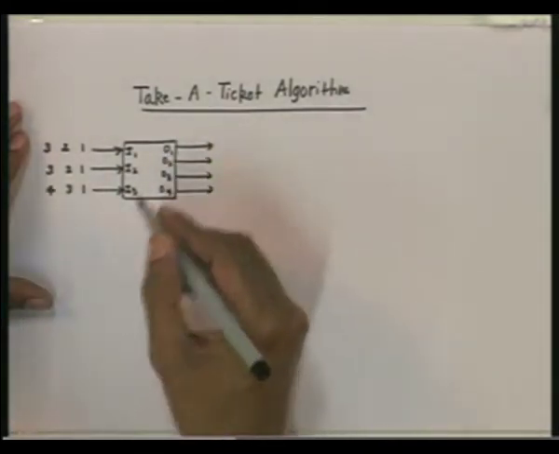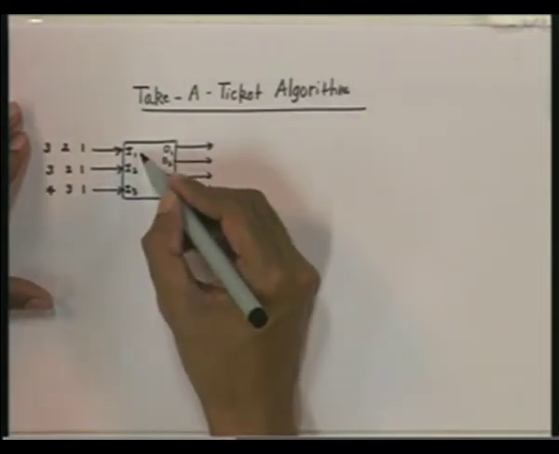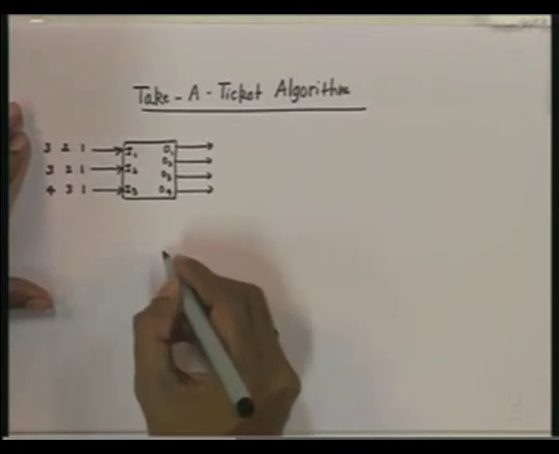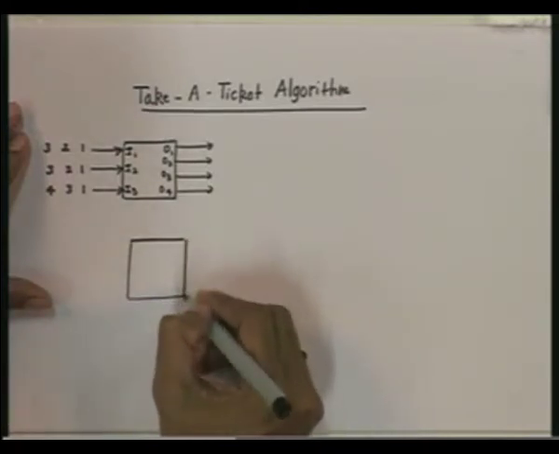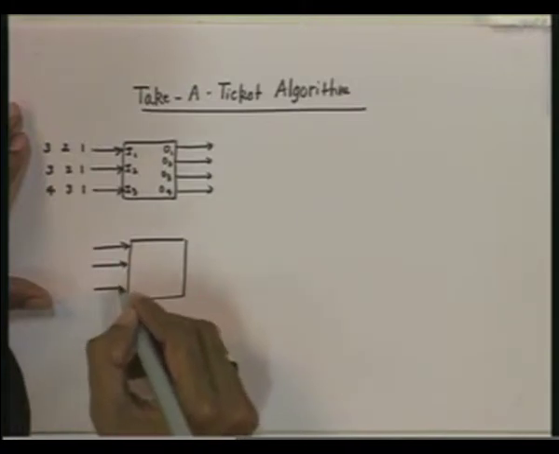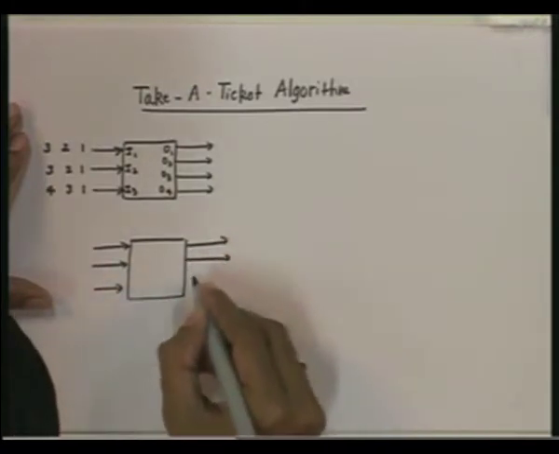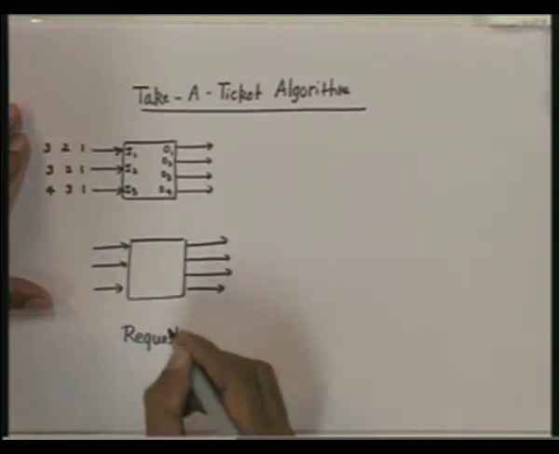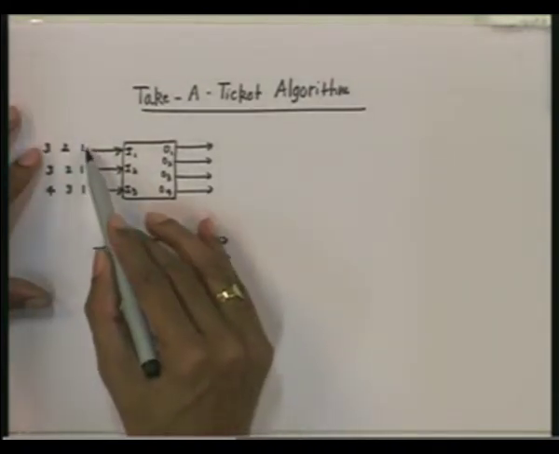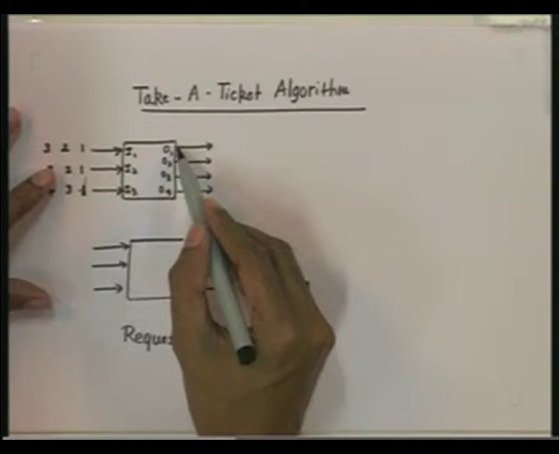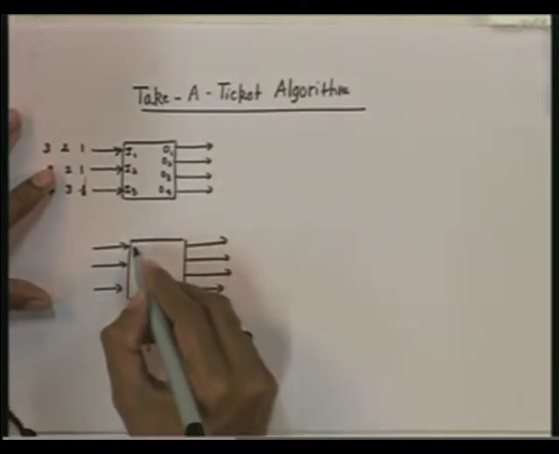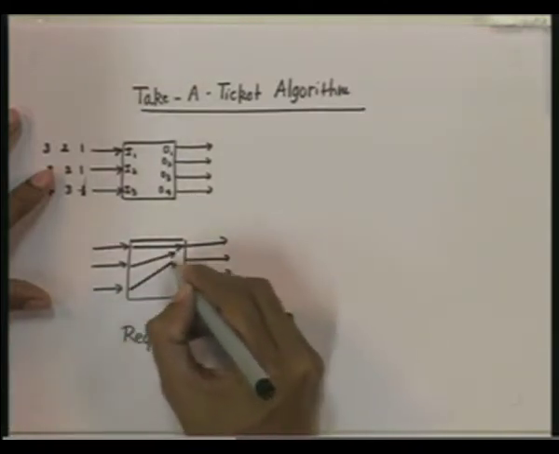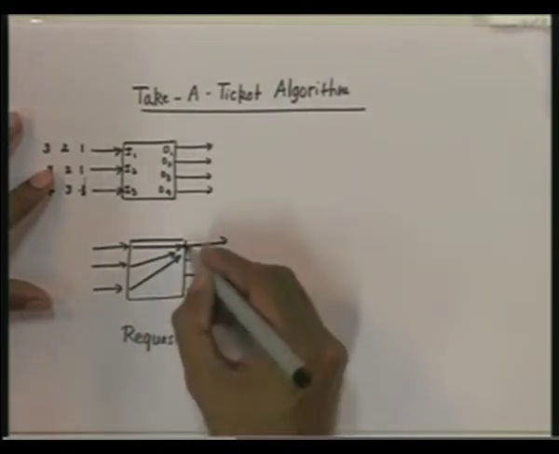Now each of these input ports, in the first round, will communicate. So there will be a request phase. In the request phase, all 3 input ports want to send a packet to the output port, so each of them will communicate their request. Here is the request which is sent to output port 1.